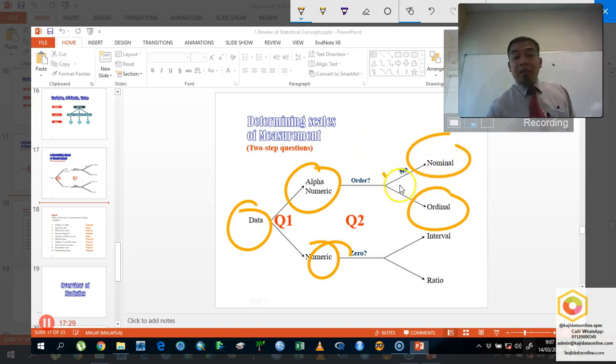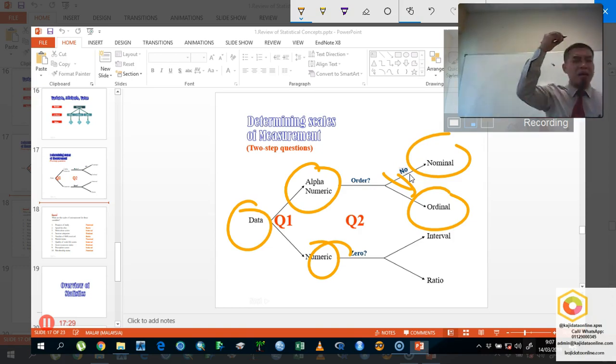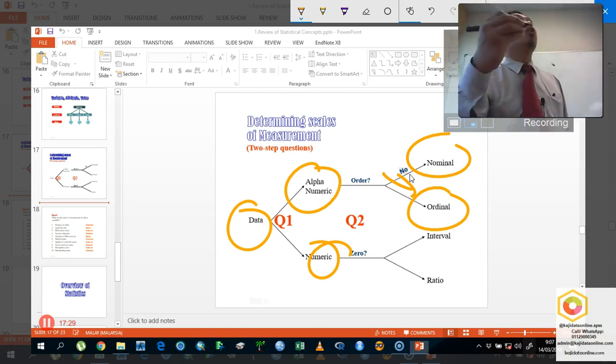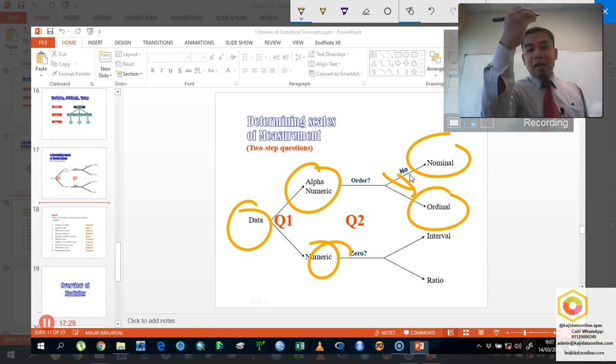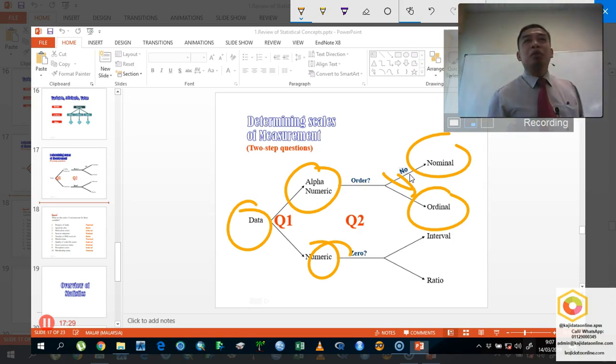So ordinal data must have an order list. For example, the medal just now. If you got silver, that means you are number 2. If you got gold, that means you are the gold medalist, that means you are number 1. Very good. Do you want to become number 1 or number 2? Don't understand, never mind. Good.